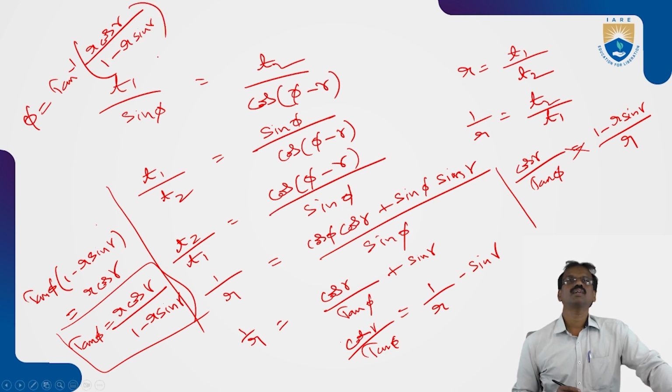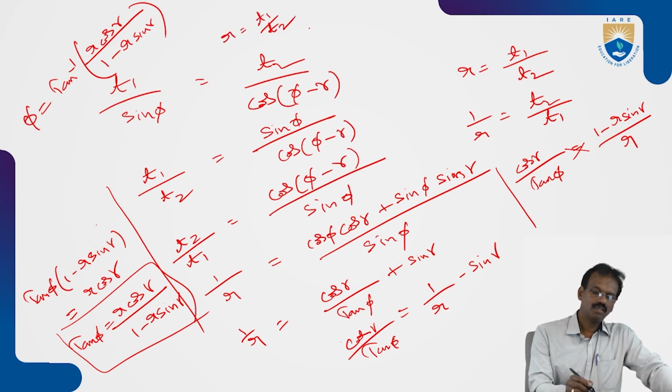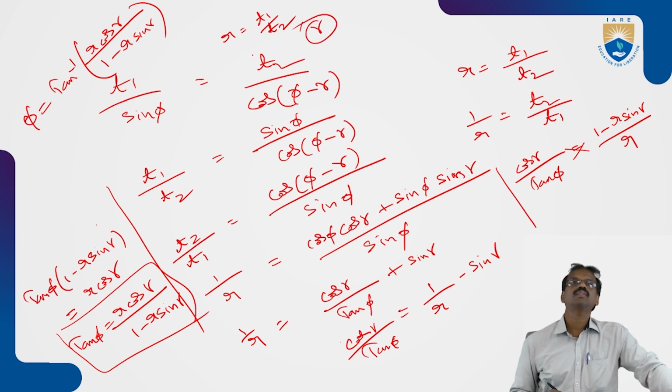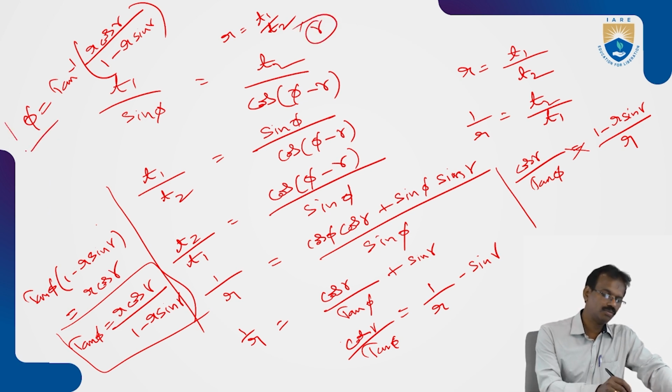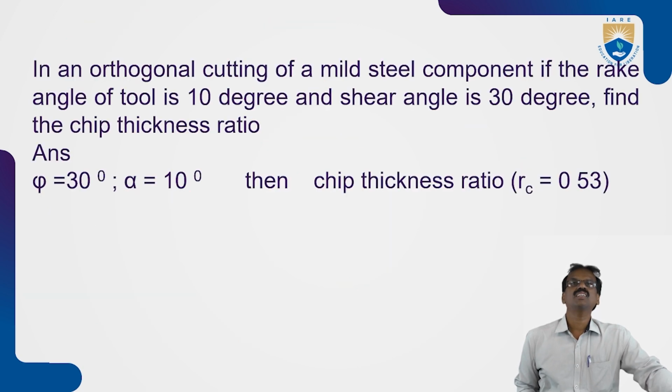If you know the thickness ratio, the r value, the chip thickness ratio t1 by t2, and the rake angle alpha, then you can find out the shear angle. So this is the shear angle. So you have to remember this one. So we will solve one numerical based upon this formula here.